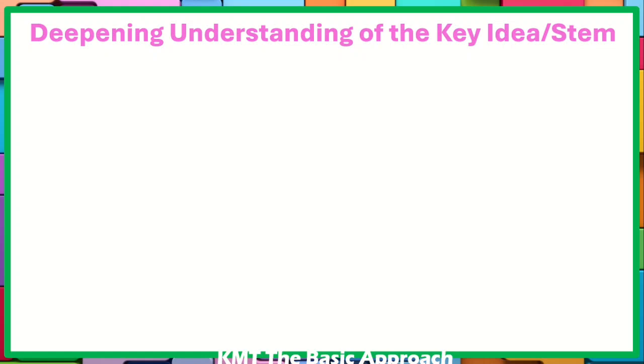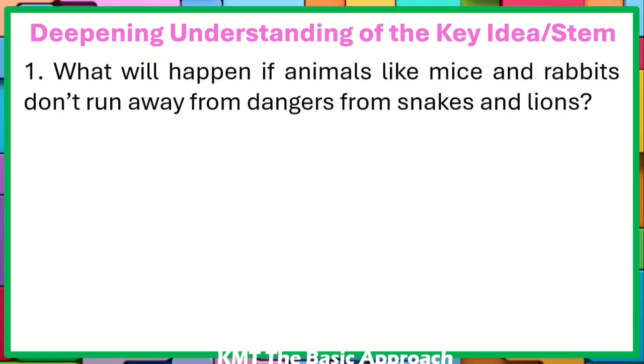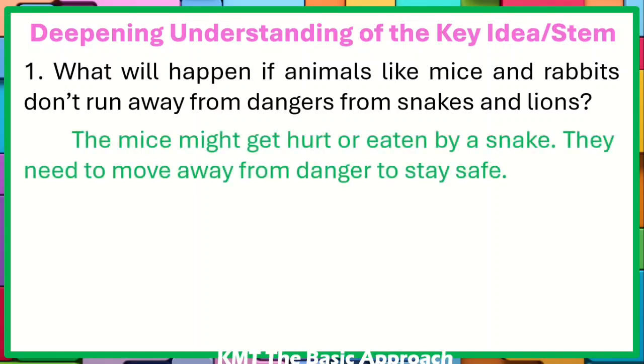Deepening understanding of the key idea or STEM. Number 1. What will happen if animals like mice and rabbits don't run away from dangers from snakes and lions? Very good! The mice might get hurt or eaten by a snake. They need to move away from danger to stay safe.